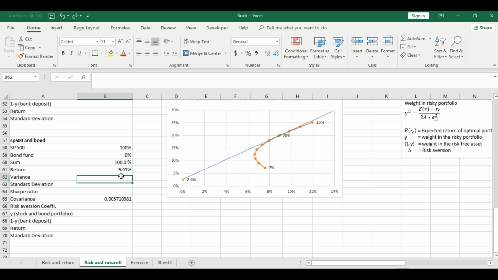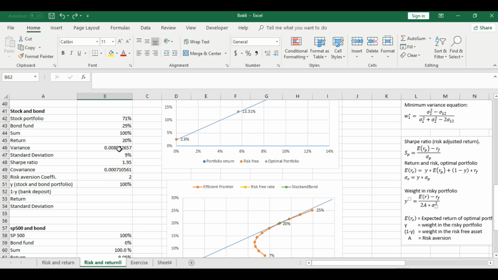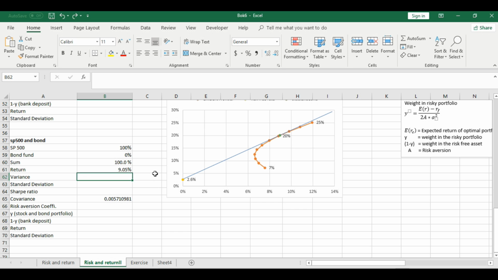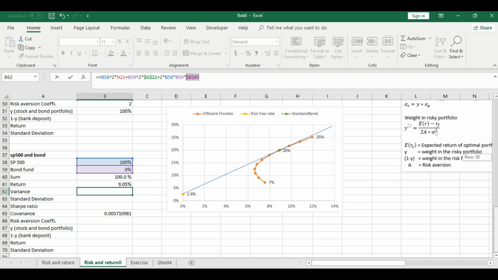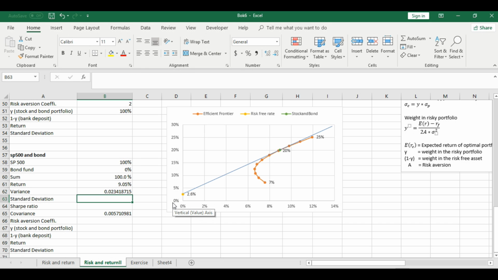Now we can calculate the variance. We will just copy the formula from here and only change this to this and this to this. You can check the previous videos if you don't remember how to calculate the variance. And this gives the standard deviation of 15%.